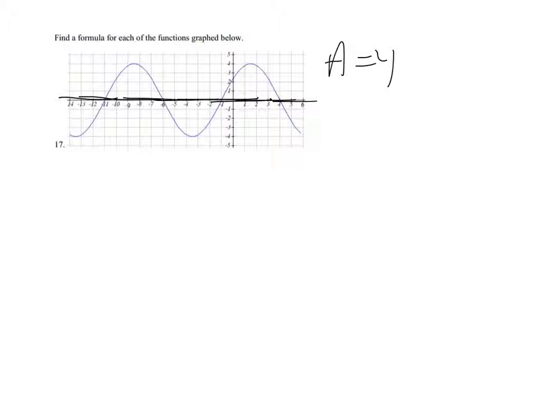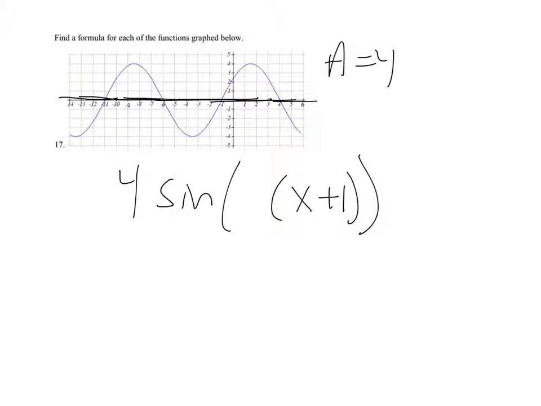So I think so far I've got 4 sine, and there's some period change most likely, so I'm going to leave a space there. And I know this graph has been shifted left 1, so I'm going to write it as +1. I know there's no up-down shift, so I don't have to write anything after it.